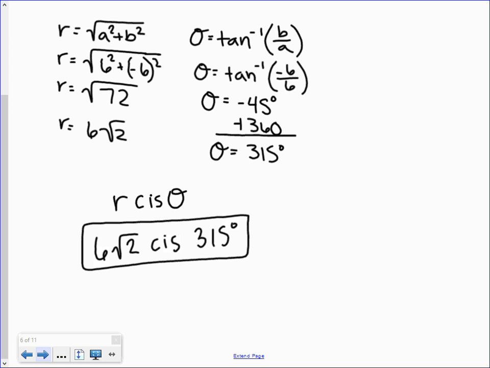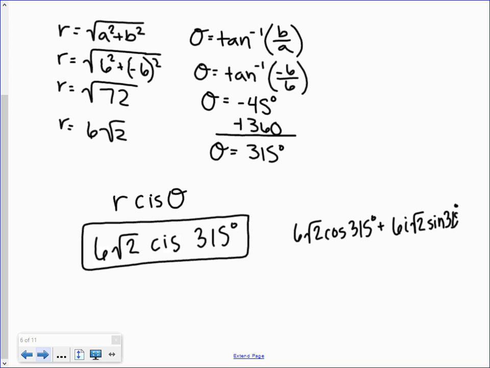If you prefer to have it written so like you remember what kiss is, okay, you could also write that out as 6 square root 2 cosine 315 plus, I'm going to say 6i square root 2 sine 315. Or i times 6 square root 2 sine 315. You put it in different orders because you're multiplying it all together.